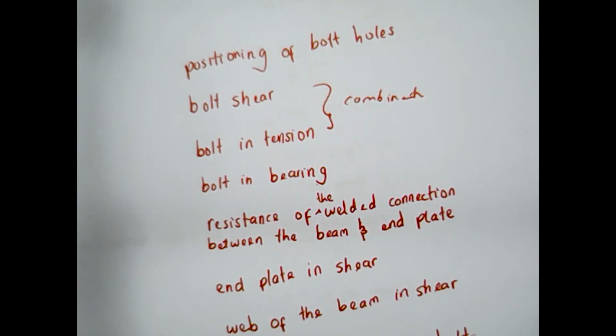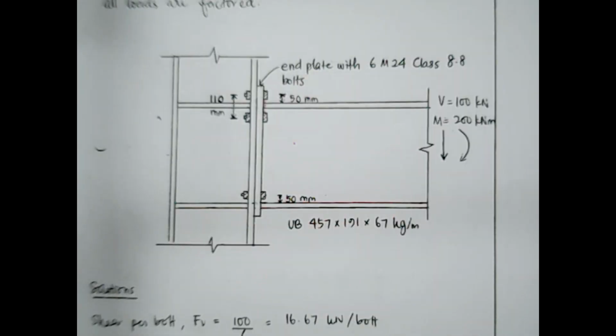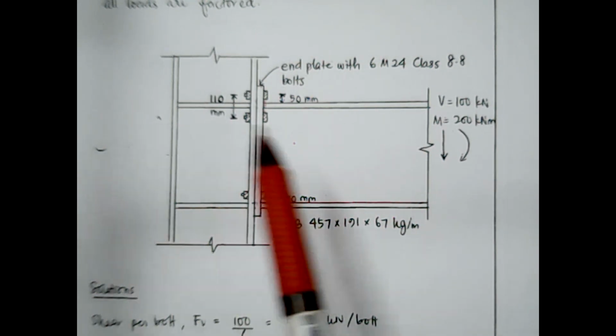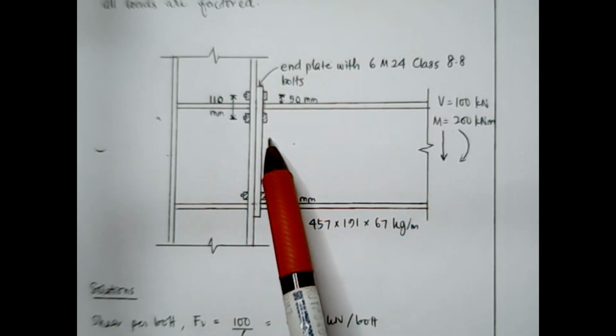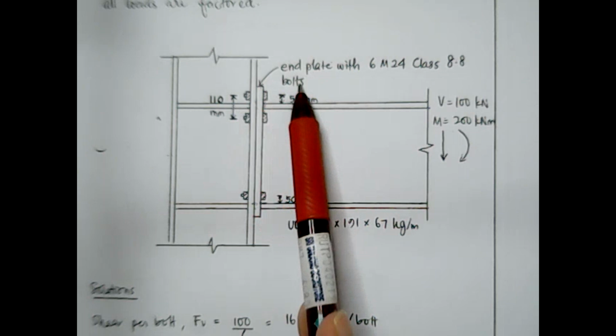It's just that you need to apply for a particular connection that you are doing at the moment. To do this, first of all we need to determine how much shear force needs to be carried by each bolt. In these examples, you can see we have 3 rows of bolts, 1, 2 and 3, and these bolts are on both sides.